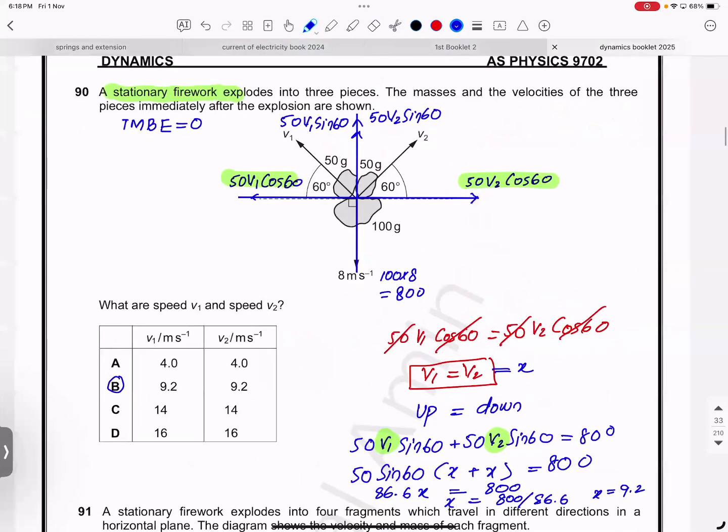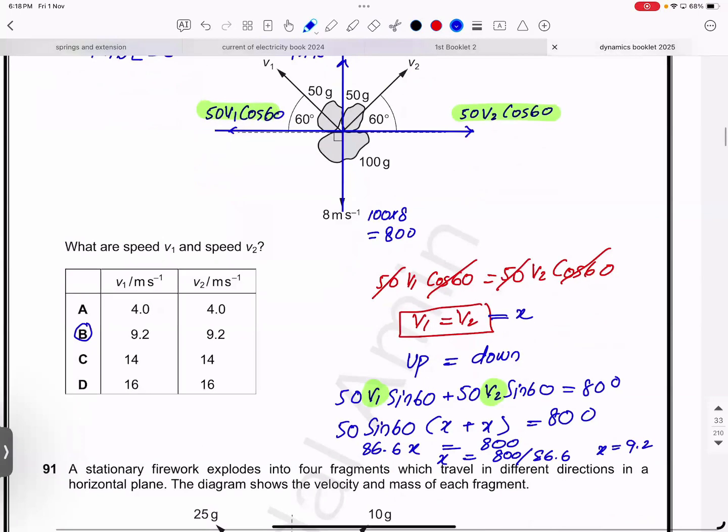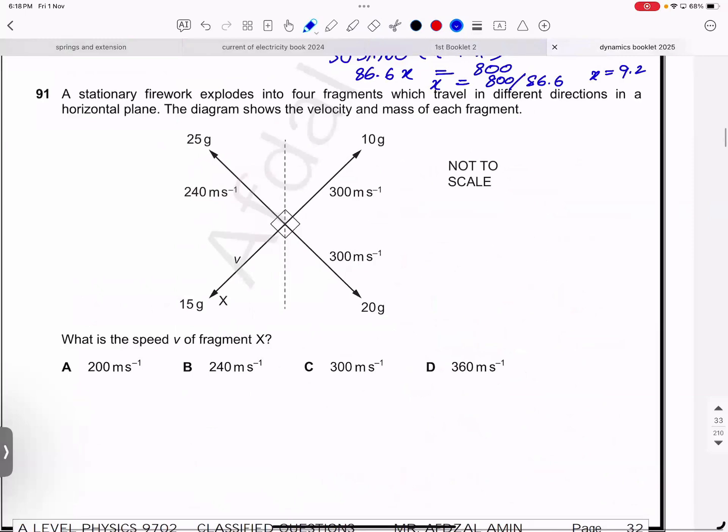So what was the concept over here, my dear? The total momentum before explosion, since it was stationary, was 0. So after the explosion it should be 0. Zero means the right side component should be balanced by the left, and the upside component by the down. We equated them, got the equation, and solved. The answer came 9.2 for both of them. Option B.